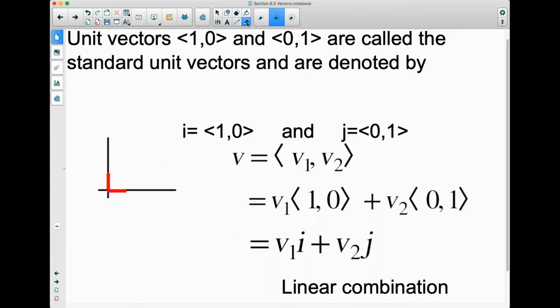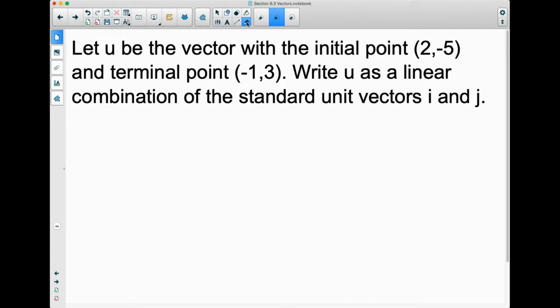I don't care. All right, so linear combination. To first find the component form of that vector, I'm giving you the terminal point and the initial point. So this is a review from what we learned at the beginning of class today. Turn it into the component form of the vector. And then we're going to change it to a linear combination.